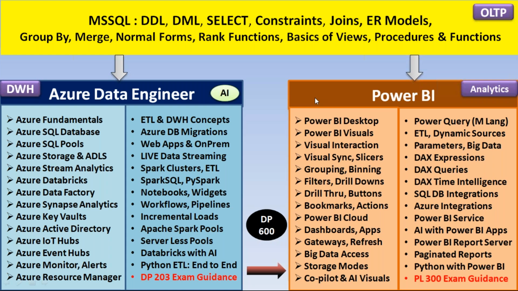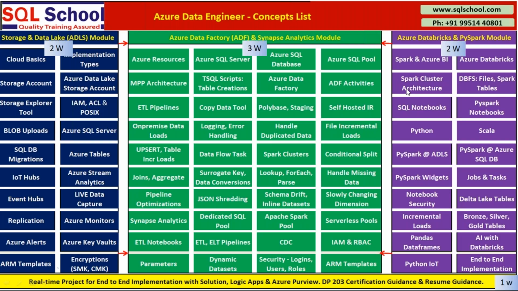Final item on my screen, the complete data engineering keywords checklist. This is not the complete checklist, truly speaking. It is, I must say, 80 to 90% of our entire course on the screen, the 8 weeks journey. 2 weeks we need to work with data lake and storage components. 3 weeks we'll be working with data factory and Synapse analytic components. 2 more weeks on Databricks, PySpark, and AI components.